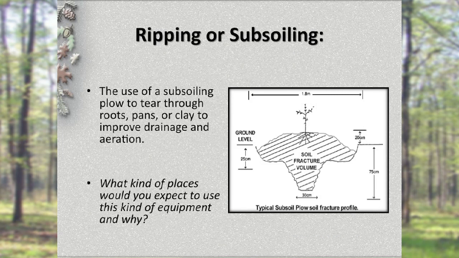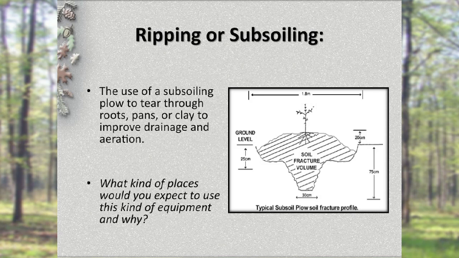Ripping or subsoiling is the use of a subsoiling plow or shank to tear through roots, pans, or clay to improve drainage and aeration. Typically, here in the southeast, we use this on areas where there's either a natural fragipan or hardpan within the top 12 to 18 inches of the soil surface, or more commonly in old ag fields where they have pulled a plow across it, and continuous row crop agriculture for years and years can develop what we call a plow pan.